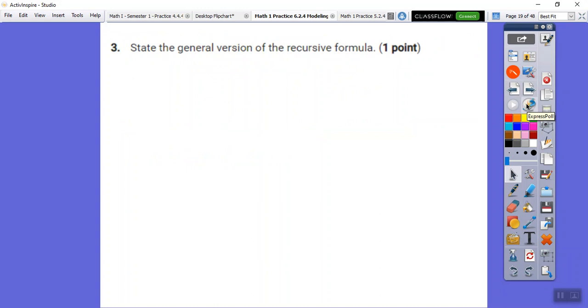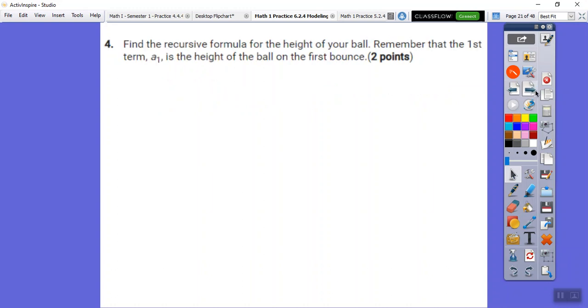State the general version of the recursive formula, okay? Well, the recursive formula always deals with the first term, and then the term before a sub n. So your next term is going to be the term before that times whatever r is. So a sub n equals a sub n minus 1 times r. Now, a recursive formula always lists the first term. Some of them list the first two terms, and then you start using the recursive formula. So here's the first term, which was 72 inches, and then every term after that is the term before times r. In this case, it was 0.750.